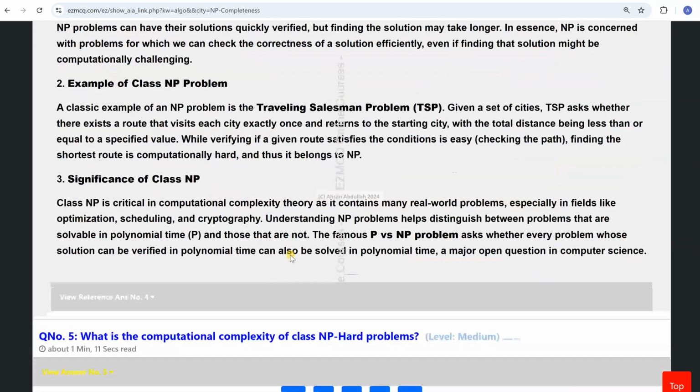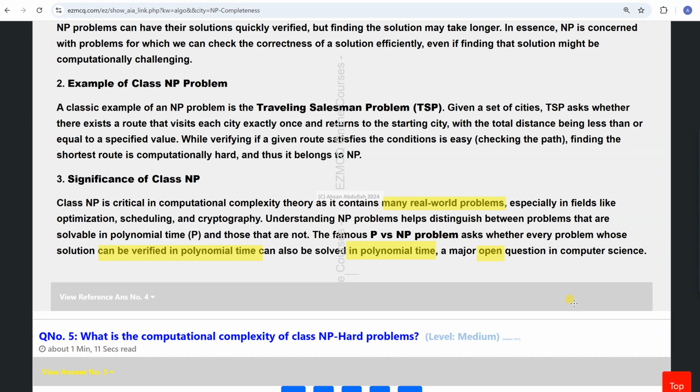So what is the significance of the class NP? The significance is that the NP class contains many real world problems, like for example, the traveling salesperson. And of course, they are solvable in polynomial time on a non-deterministic machine. The famous P versus NP problem asks whether every problem whose solution can be verified in polynomial time can also be solved in polynomial time. Well, it's a major open question. This is basically the paradox of NP completeness. This is the last question in this lecture which I will discuss.